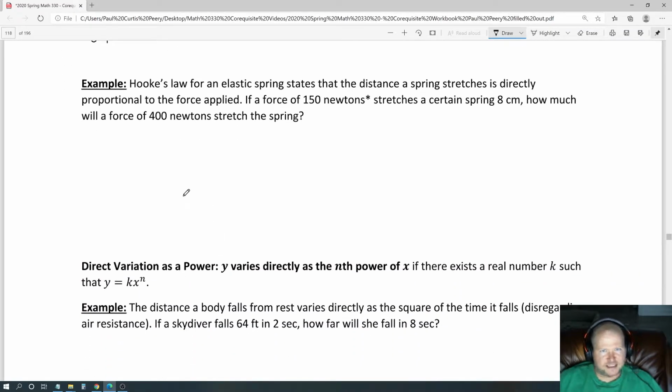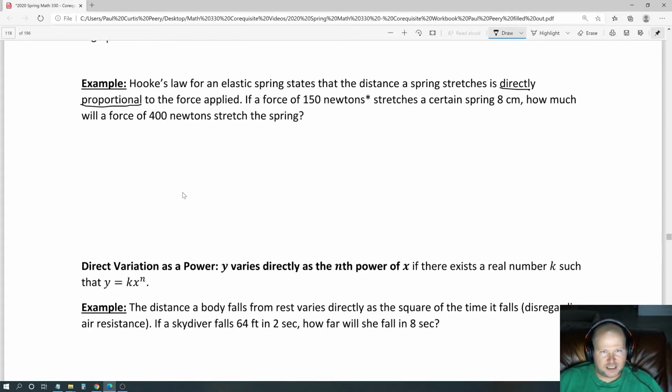Hooke's law for an elastic spring states that the distance a spring stretches is directly proportional to the force applied. A force of 150 newtons stretches a certain spring 8 centimeters. How much will a force of 400 newtons stretch the spring? Okay, cool. So it did say directly proportional, so we are dealing with a multiplication situation again.